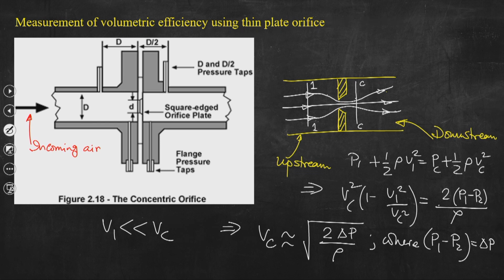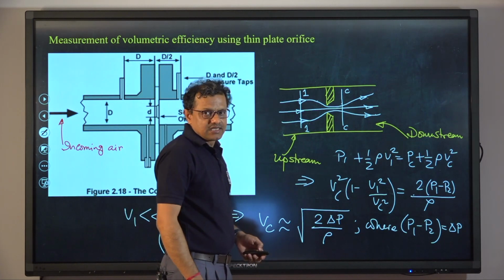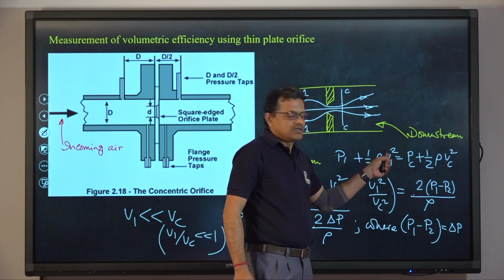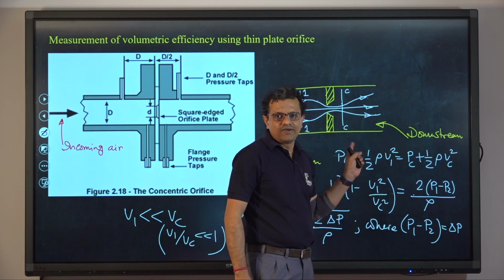If that is the case, then we can write V1 by Vc is much less than 1, and that is why we have ignored this term and simply we are writing Vc is equal to this. Now this is the velocity that we have calculated based on the measurement of pressure between these two sections, that is using these two pressure taps. But mind it, we have written this equation, but we did not take into account the losses due to fluid friction.